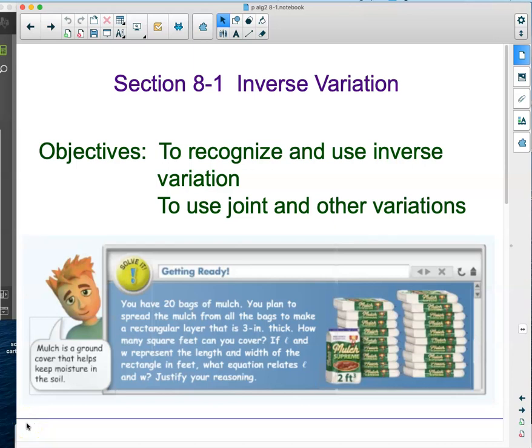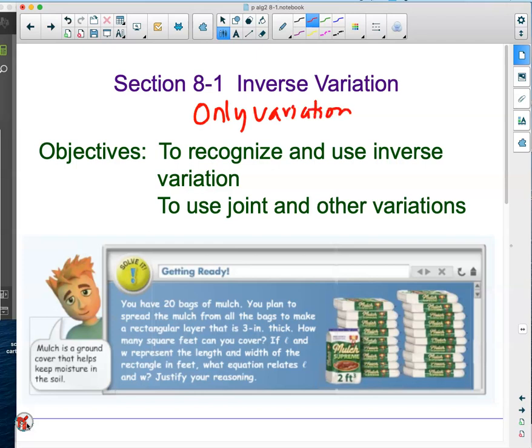The good news about 8.1, this is where we learned about inverse variation, is inverse variation is the only one that uses division. So only variation that uses division.